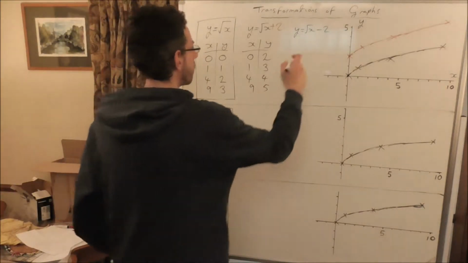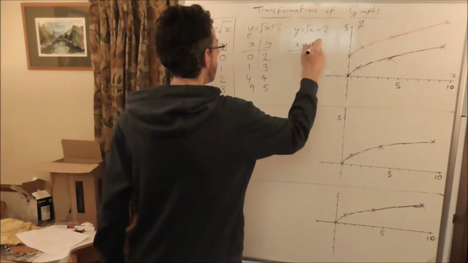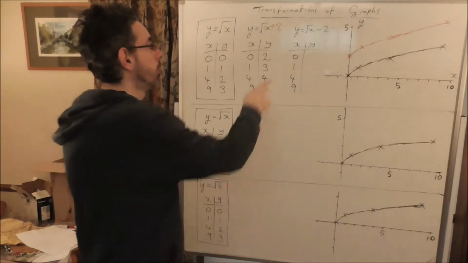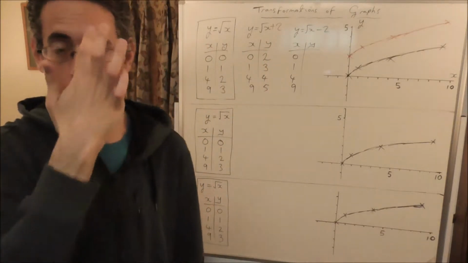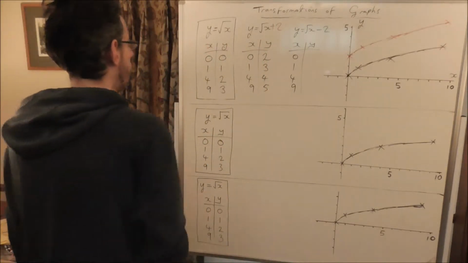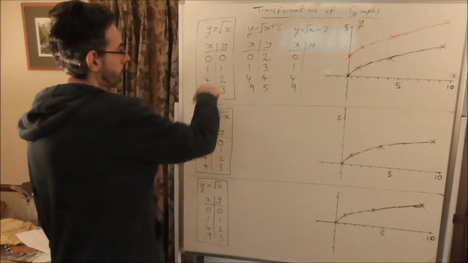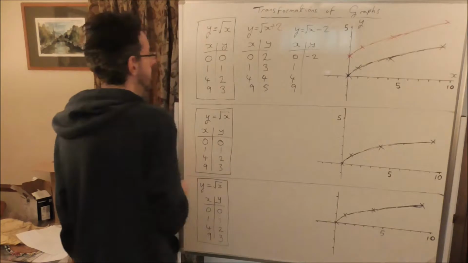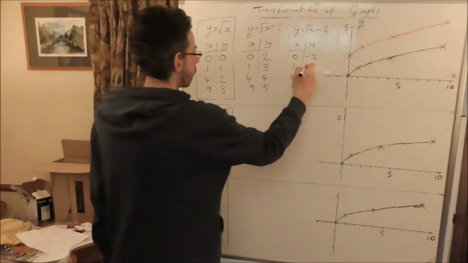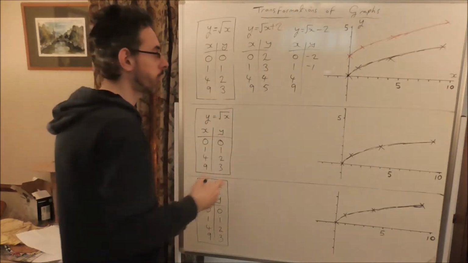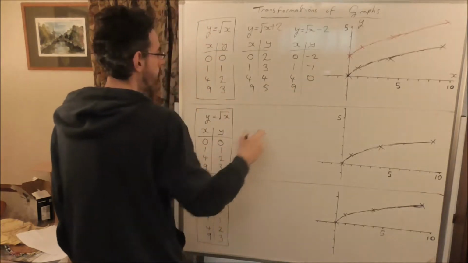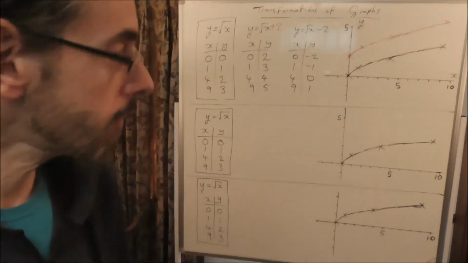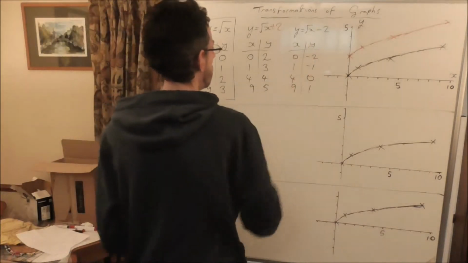Yeah, let's do a quick table of values. I think we know what's going to happen. Same x values again. So we're still square rooting all the x values, but this time we're taking away 2 after that. So all the y values are going to be 2 smaller than they were here. So instead of a y value of 0, we're going to get minus 2. Instead of a y value of 1, we're going to get minus 1. Instead of a y value of 2, we're going to get 0. Instead of a y value of 3, we're going to get a y value of 1. So all the y values are going to be 2 smaller because we're taking away 2.